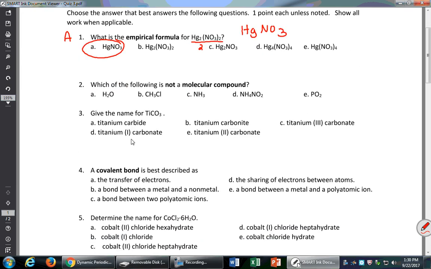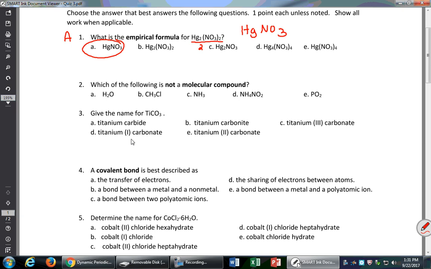Okay, here, which is not a molecular compound? H2O, that's covalent bonding. That's all non-metals. CH3Cl, all non-metals, covalent bonding. NH3, no charge, also just covalent bonding. But NH4NO2, you should recognize that. One reason, because it's the exact example I gave in the lecture notes.